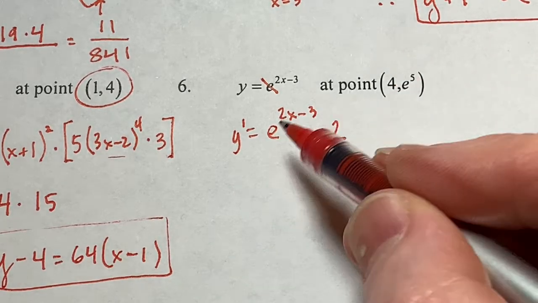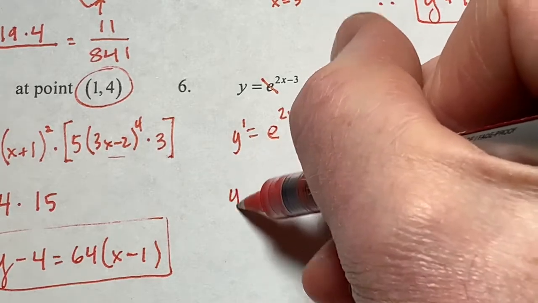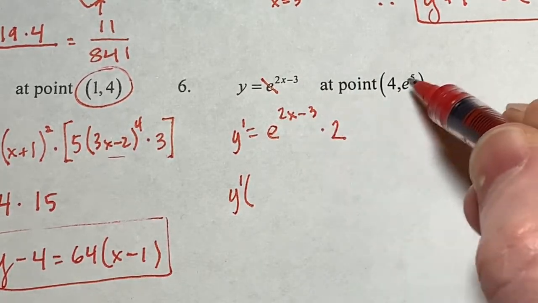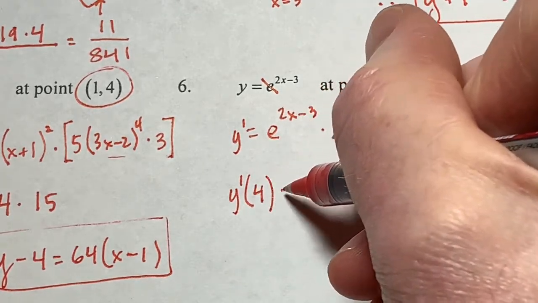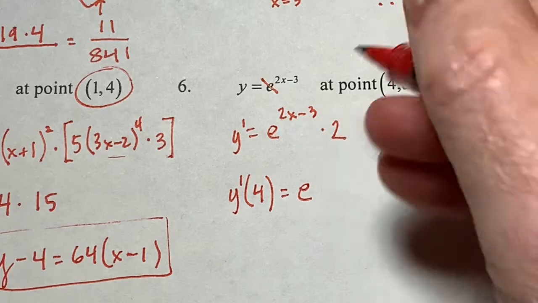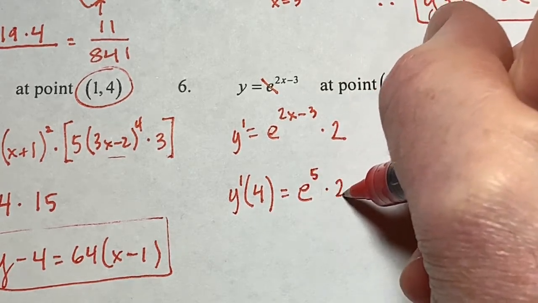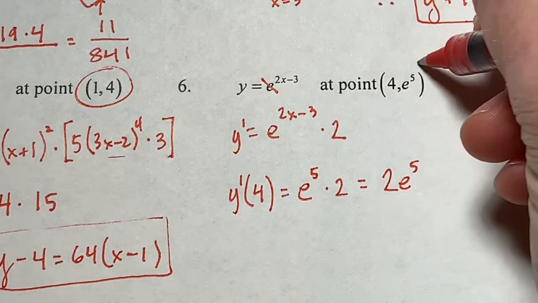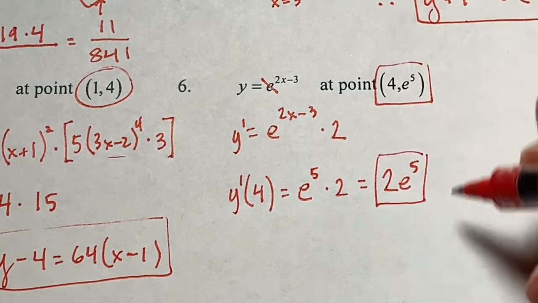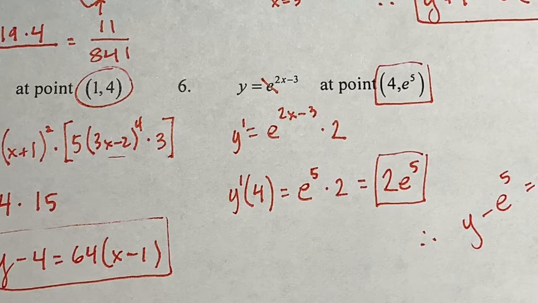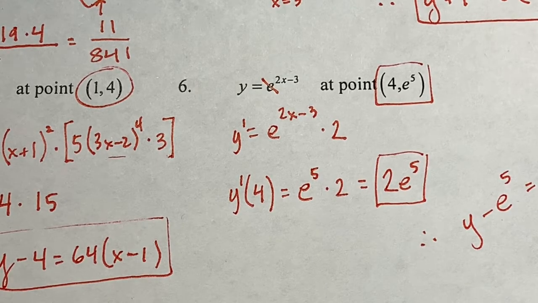All right, then if that's my generic derivative, I need the derivative where? At this point. And again, since there's only a place for x, I can say the derivative at 4. And I can go e to the what? 2 times 4 is 8. 8 minus 3 is 5, times 2. So my derivative is actually 2e to the 5th. So there's my point, there's my slope. Therefore, y minus e to the 5th equals 2e to the 5th times (x minus 4).